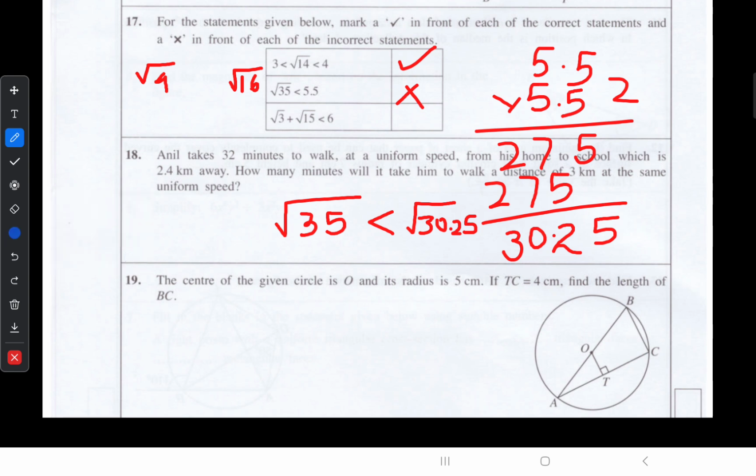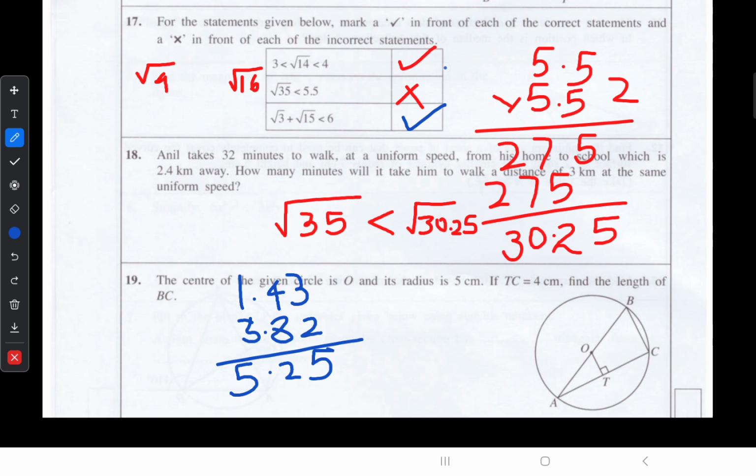For the third one, square root of 3 plus square root of 15. When you consider the square root of 3, that is around 1.43, and square root of 15 is less than 4, because square root of 16 equals 4. So 15 is something like 3.82. When you add these, it's 5.2. So it's exactly less than 6.